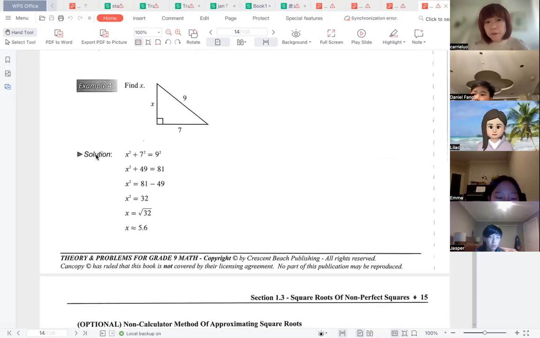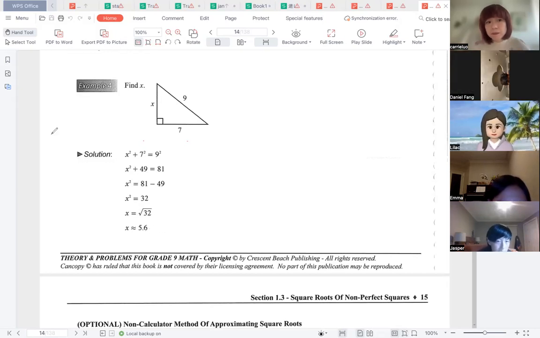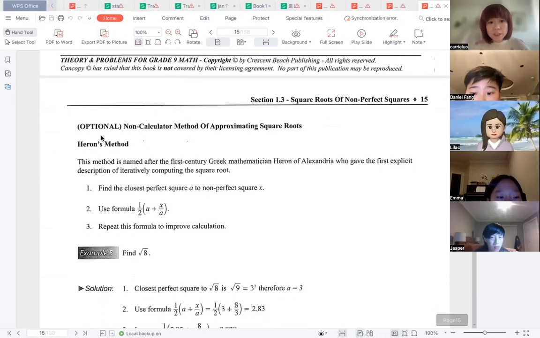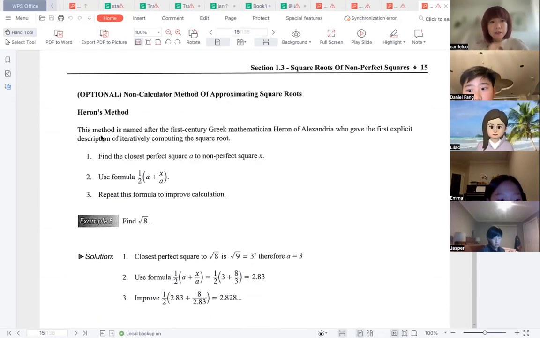But by using the Pythagorean theorem, it's actually using a lot of square numbers, right? For instance, the longest line is 9. Second longest is 7. So how to calculate x? x squared plus 7 squared equals 9 squared. So x squared equals 32, and x equals square root of 32, which approximately equals 5.6. Understand, Emma? Daniel? Okay.